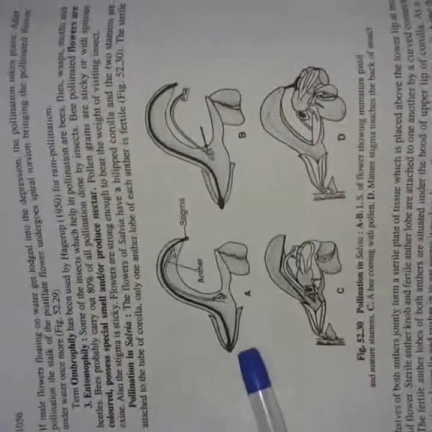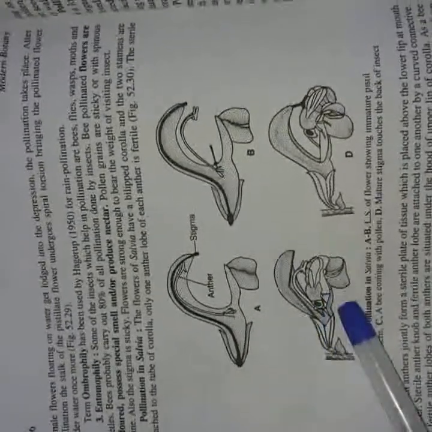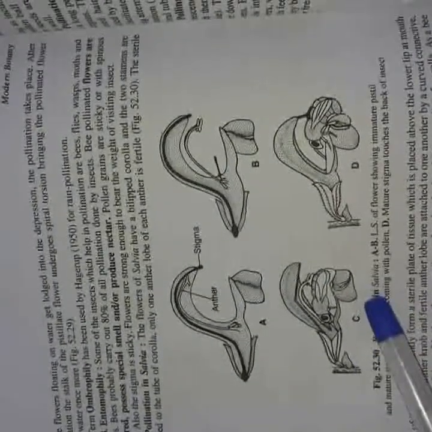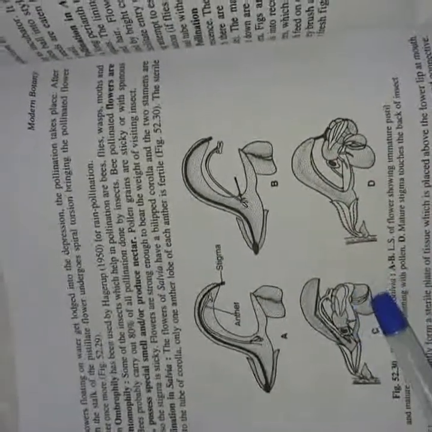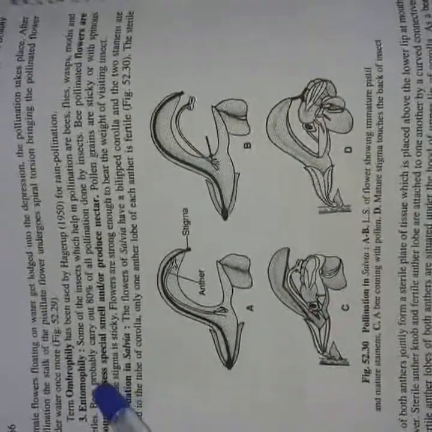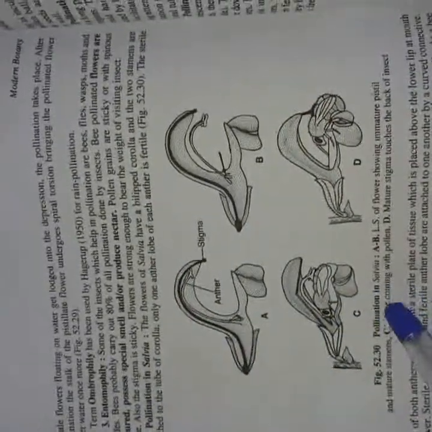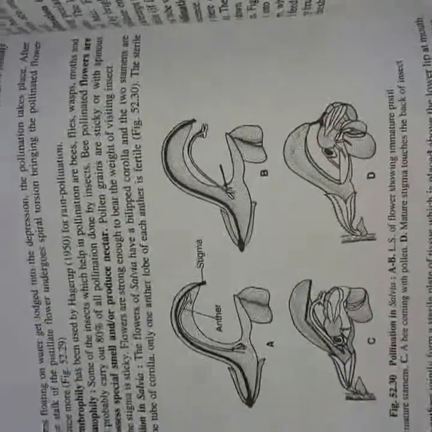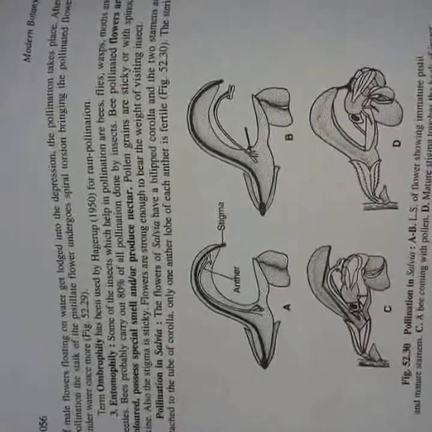So this structure shows pollination in salvia plants by insects. When pollen grains from the anther are transferred to a different flower's stigma by insects, it is called entomophily. Pollination in salvia has insects as the medium. So pollination of salvia is called entomophily.